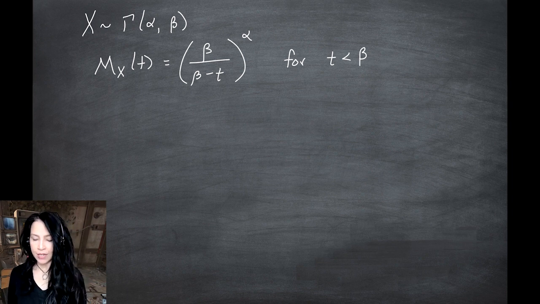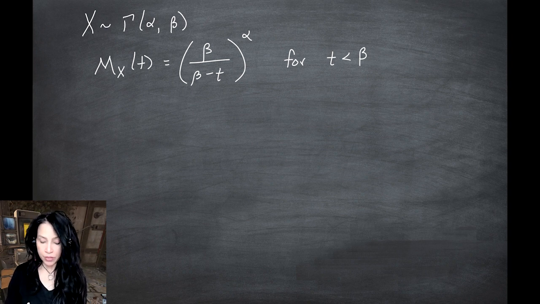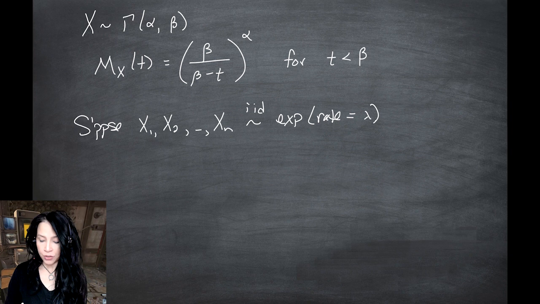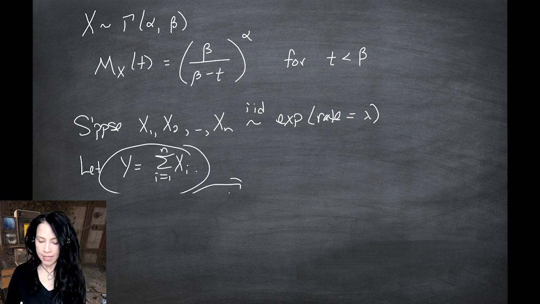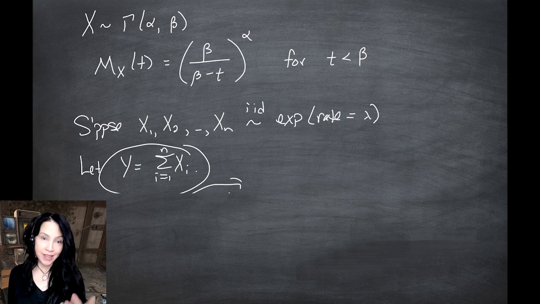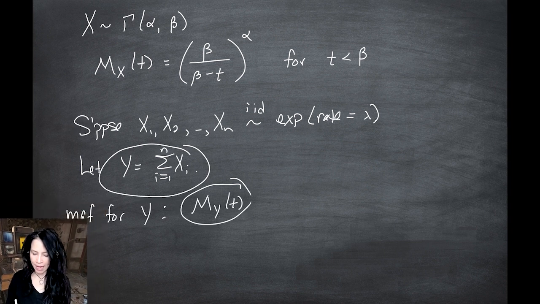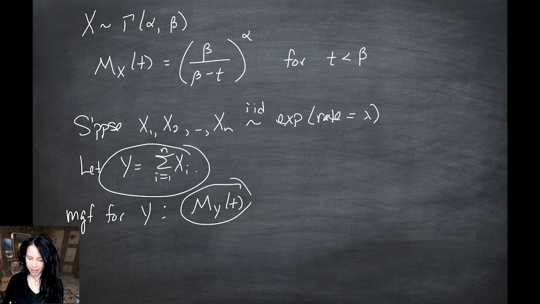So how does this relate to sums of random variables? Suppose that I have x1, x2 out through xn, iid, exponential with rate lambda, and I want the distribution of the sum. So I'm going to give that a name. I'm going to let y be the sum as i goes from 1 to n of the xi. So we just talked about how these moment generating functions uniquely determine the distribution, and that's relevant and convenient here. We're going to find the moment generating function for y in terms of the moment generating function for x. So I'm going to call this m sub y of t.